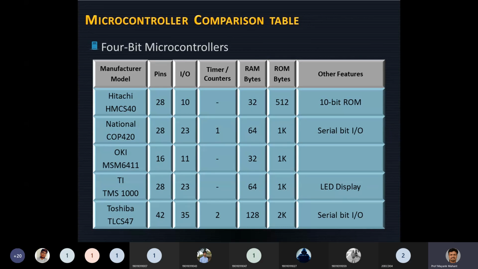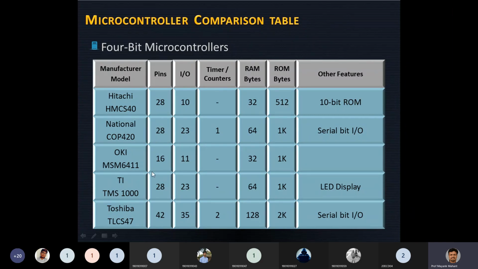Okay, so we can have 4-bit microcontrollers. We have already discussed that the number of registers and the number of data lines decide how many bits the system can process. On the basis of that, we can have 4-bit, 8-bit, 16-bit microcontrollers. If I go for a 4-bit microcontroller, these are some of the companies: Toshiba, TI, National, Hitachi. These are the companies which provide 4-bit microcontrollers.